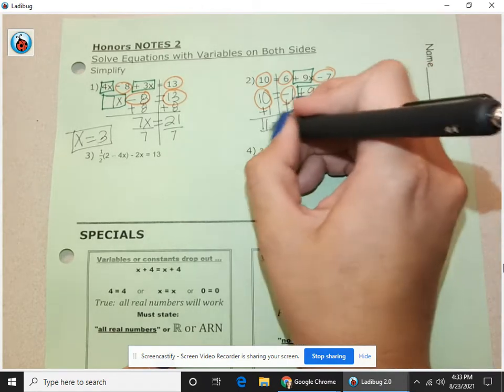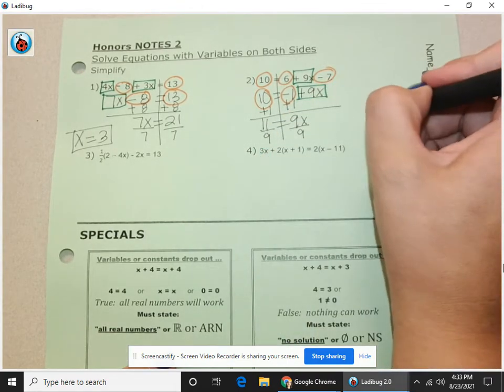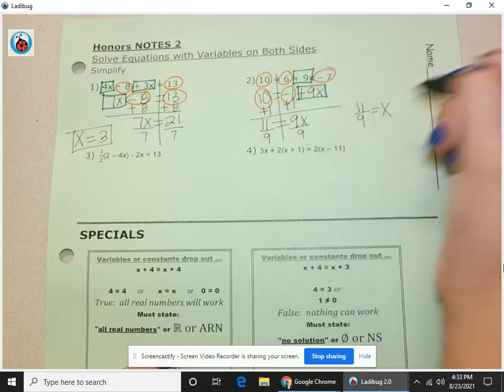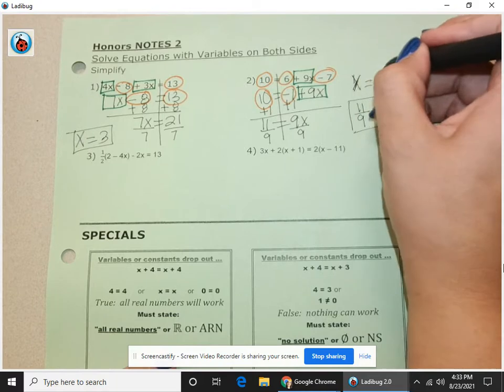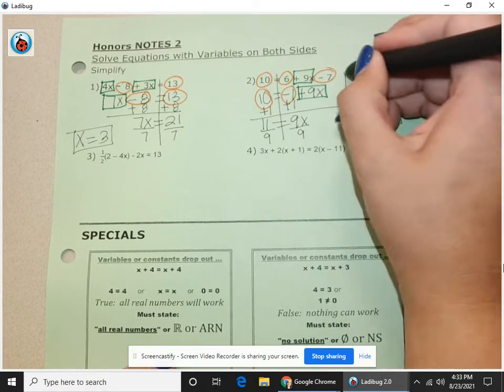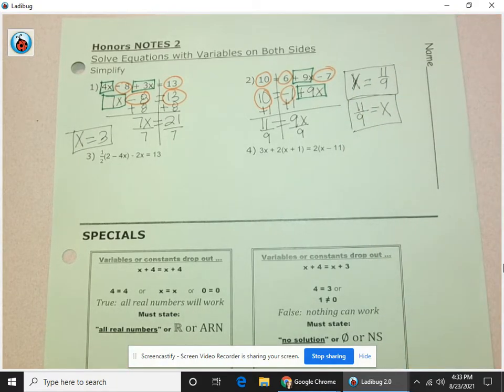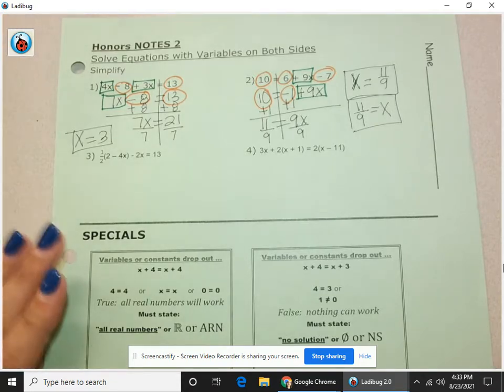Then I'm going to divide to get x. So x is going to equal 11 over 9, or you can put 11 over 9 equals x. Either way, it's going to get you the same thing. Do not switch it to a mixed number or a decimal. We are working with improper fractions in algebra.